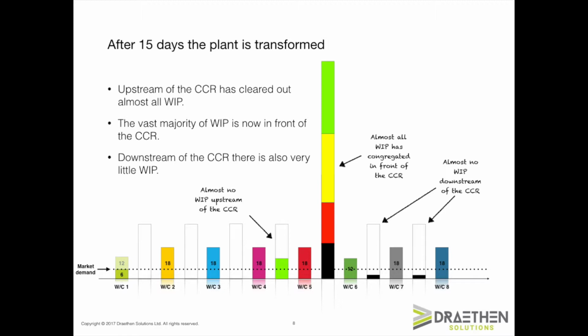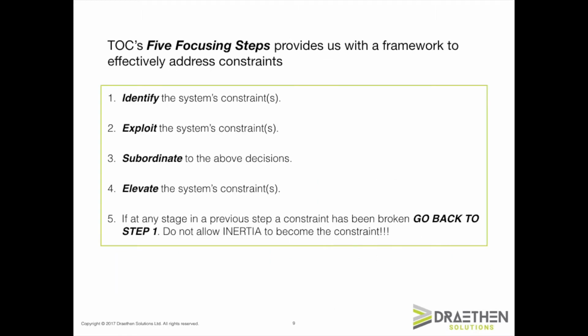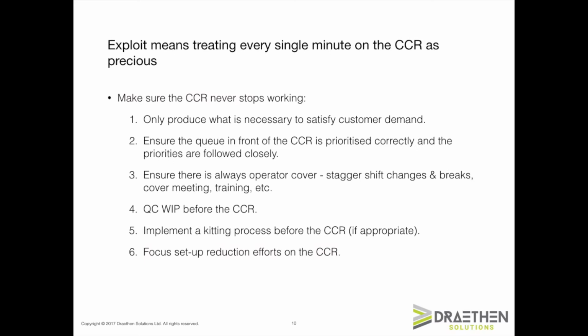and how inventory had been reduced and the majority of inventory left congregates in front of the CCR. We explored what you can do if there is a CCR in the plant and I explained the theory of constraints 5 focusing steps. I cannot emphasize enough how important this framework is to understanding TOC and being able to use it effectively to improve the performance of a system like a manufacturing plant. And I gave you a list of 12 different tactics you can use to increase capacity and therefore flow at the CCR, all of which were based on our understanding of the 5 focusing steps.